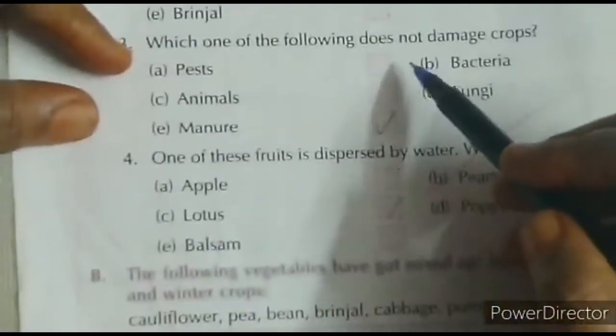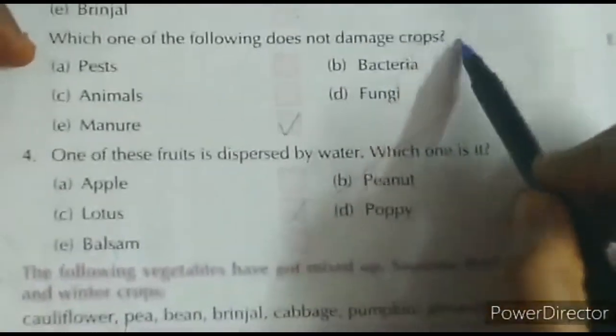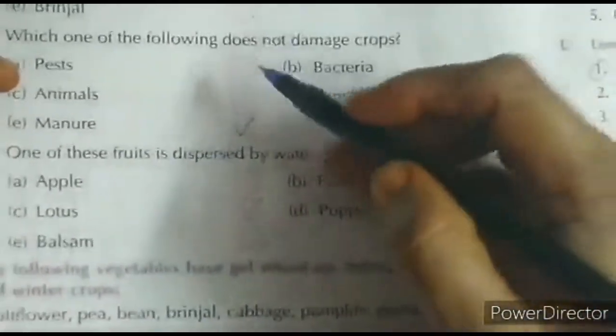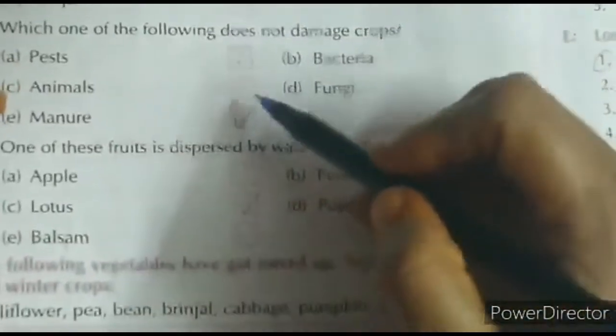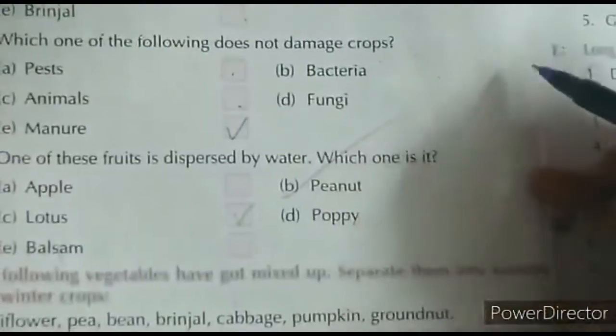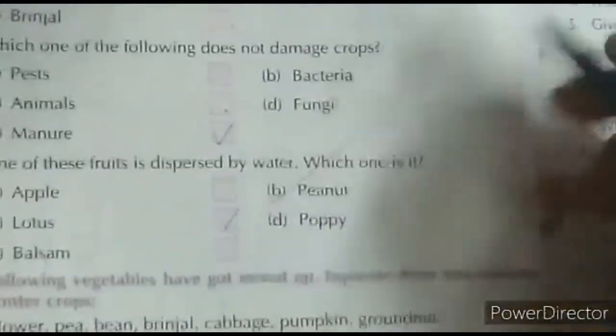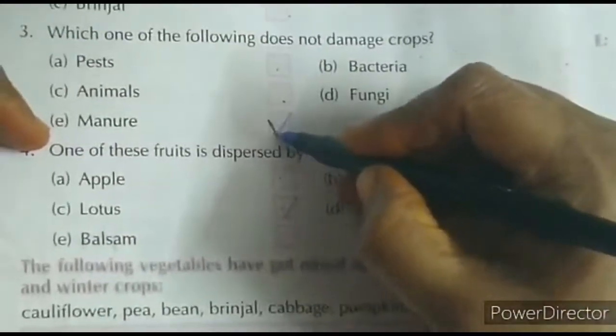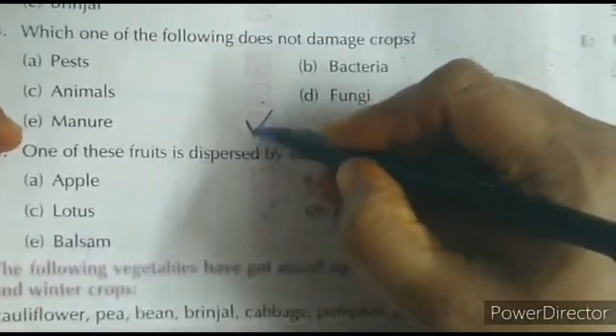Which one of the following doesn't damage crops? Pests can damage the crop. Animals can damage the crops. Bacteria can damage the crop. Fungi can damage the crops. Then what is the correct answer? The option E, manure, is the correct answer. So you can put the tick mark near option E.